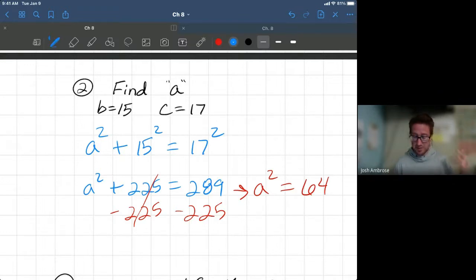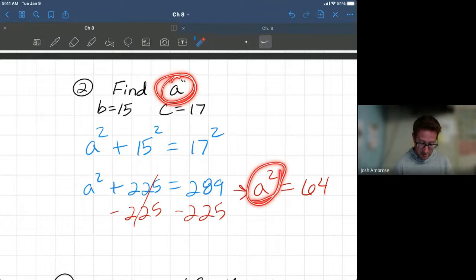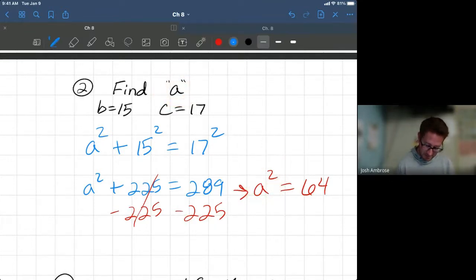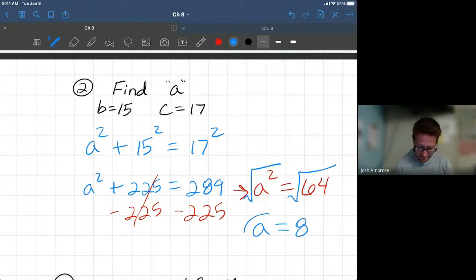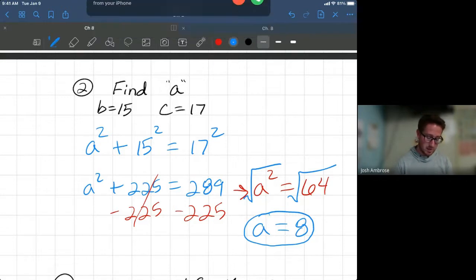And as we learned in the last problem, how do we get rid of a square? Because remember, they want a. They don't want a squared. They want just a. So we have to take the square root of both sides to get rid of the square. So that's going to leave us with a equals 8. Okay. All right, let's make sure we're keeping up. You guys are watching these note videos and taking notes as we go.